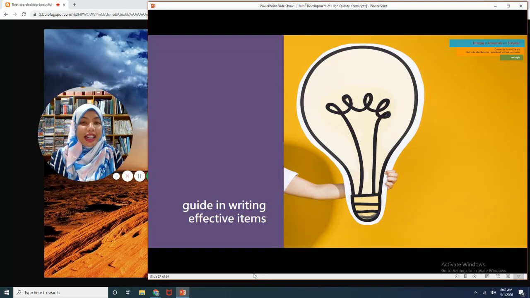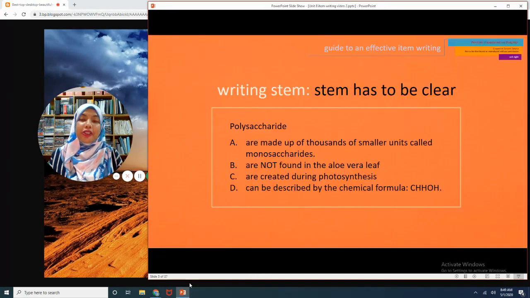Okay, so guidelines in writing effective items. In the first part of this video, we are going to focus on writing the stem. So how do you formulate an effective stem? The stem is a very important part of a multiple choice question. This is where the directions or the question is presented to the test takers.